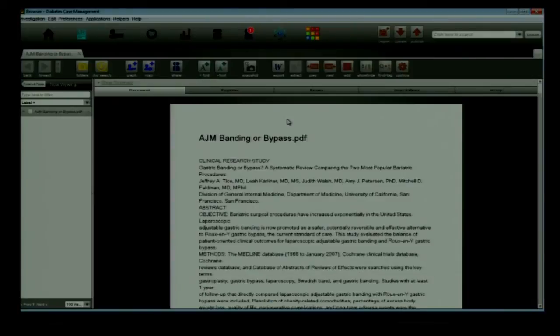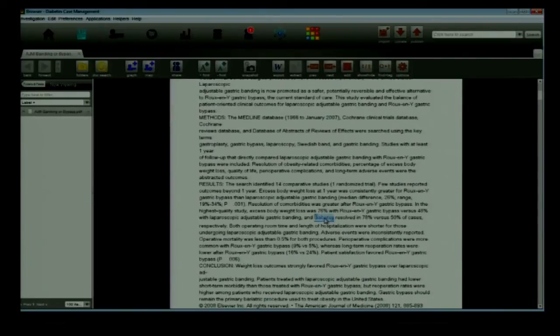It's from the American Journal of Medicine, and he's actually tagged diabetes to the document, so if I were to search for diabetes, this would come up. But in reading it, I can see that there are definitely different benefits and risks associated with these two surgeries, but one thing that strikes me is that diabetes is resolved to a greater degree in patients with the gastric bypass as opposed to the laparoscopic banding.